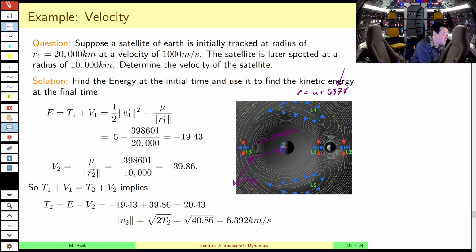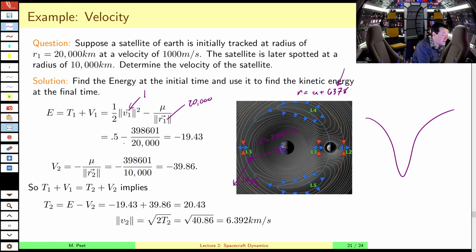So in particular, we just plug in our formula, 1/2 v squared plus minus mu over r. R is 20,000. V is 1, right? And so we can get the energy of this spacecraft. The kinetic energy is 0.5, right? It's not moving very fast. Its magnitude of the potential energy is relatively large, but of course it's negative, right? We're in a gravity well, so potential energy is always negative.